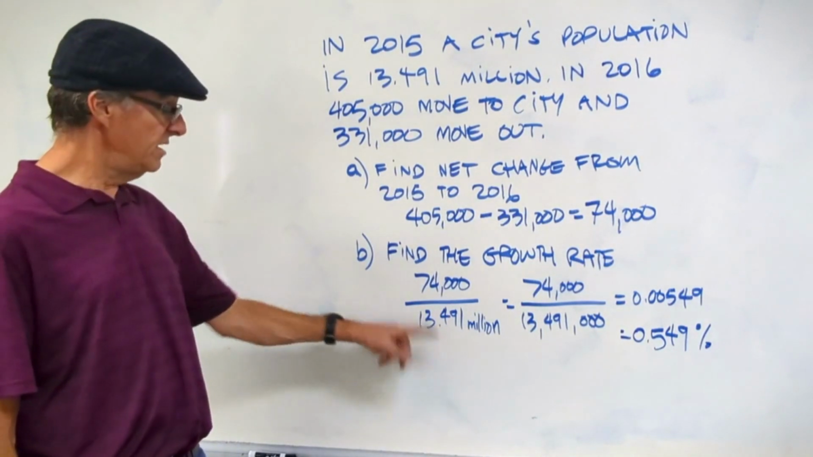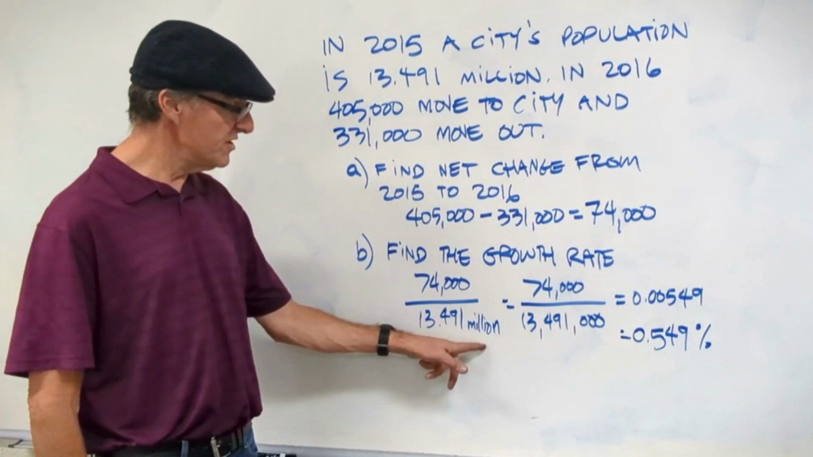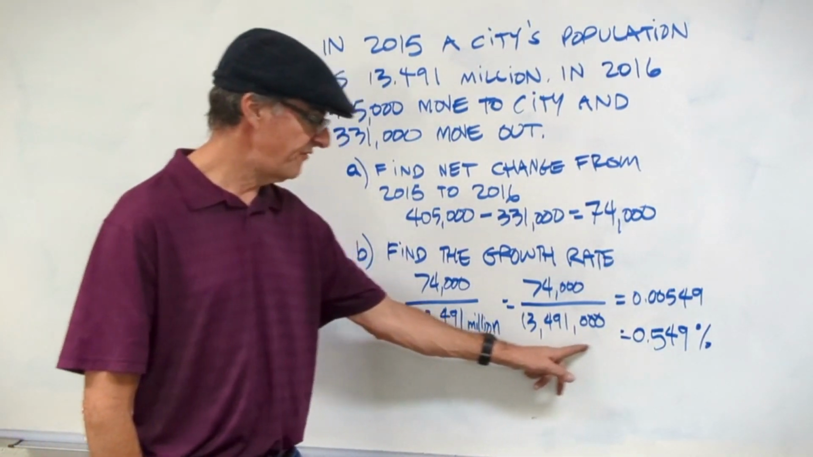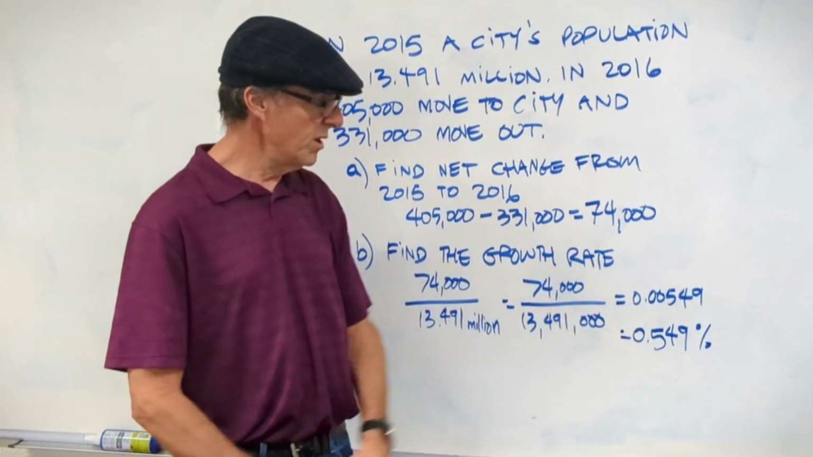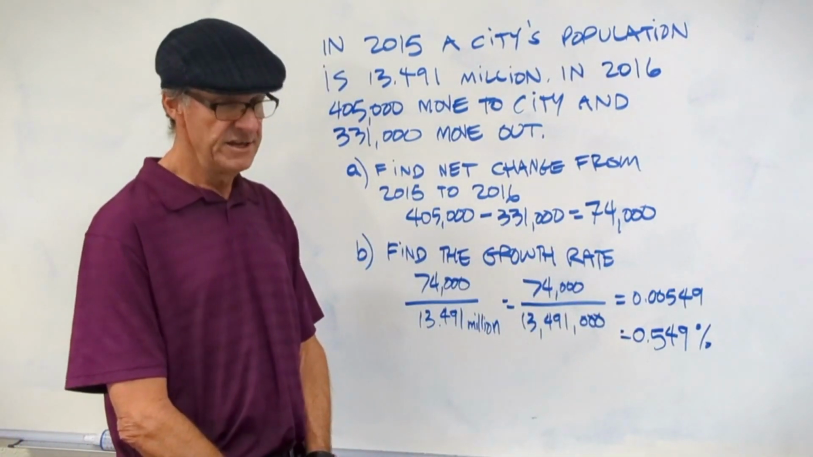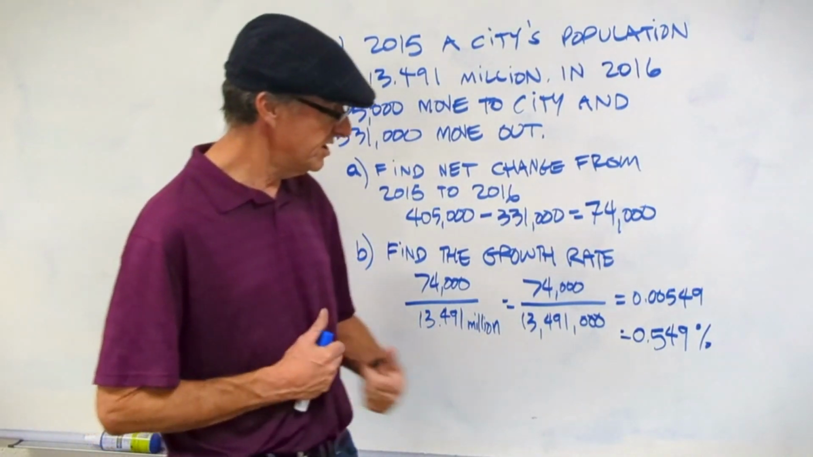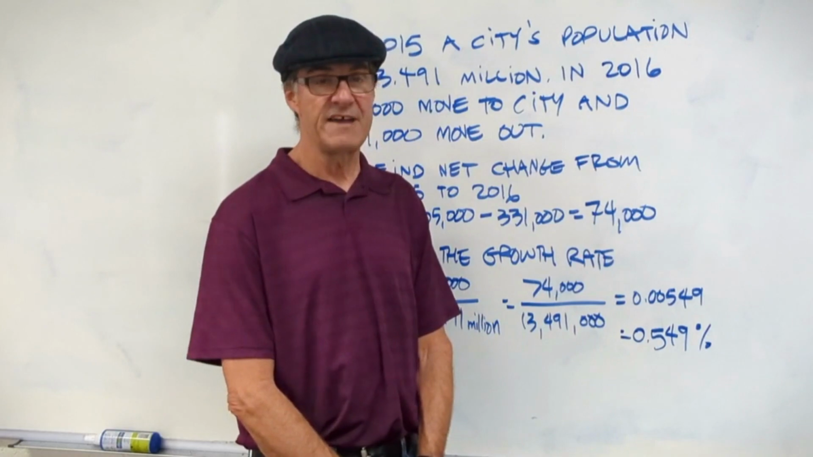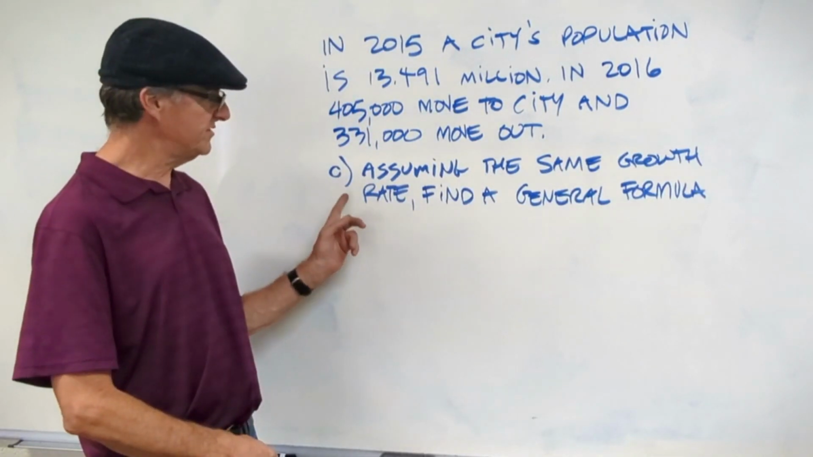Now, you can't divide 74,000 by 13.491 million unless you convert that into its full number. So I did that there. I divided through. I get 0.00549. Now, if I'm going to report that as a percent, I've got to move my decimal 2 places, and I get 0.549%.